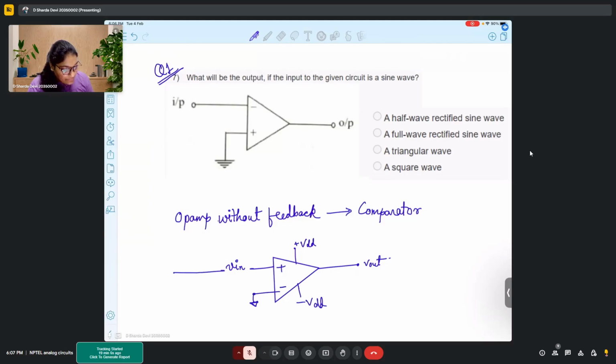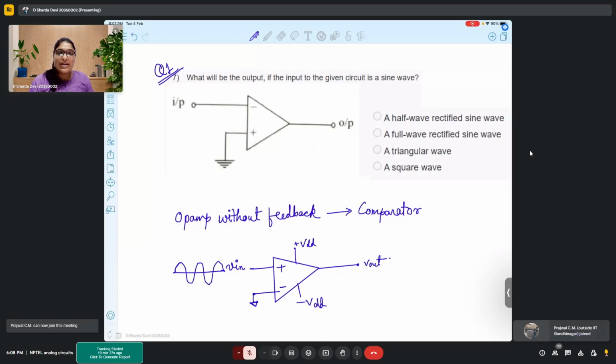Say you give a sine wave, as mentioned in the problem itself. The moment you give a sine wave to this comparator, it compares the two terminals and gives the result accordingly. Whichever terminal has higher voltage decides the output. If my positive terminal has higher voltage, the output would be plus VDD. If my negative terminal has higher voltage, the output would be minus VDD.